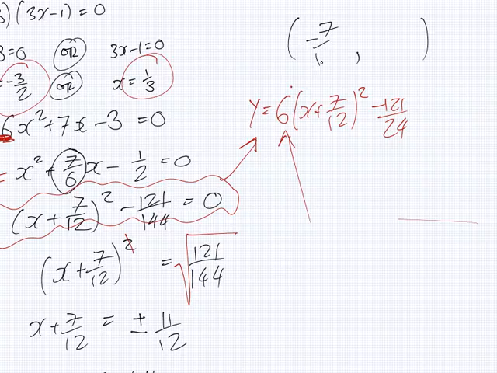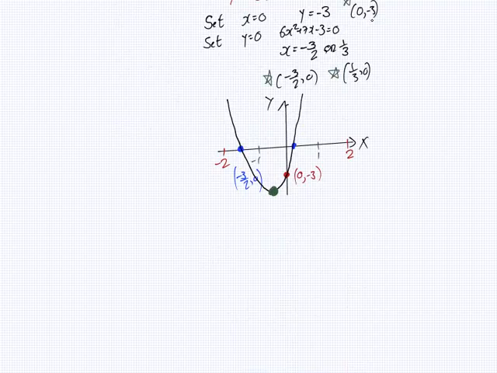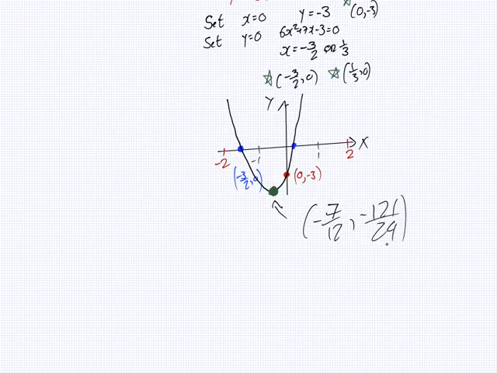Minus 7 over 12 and minus 121 over 24. I think I got 24 here, unless I typed it in wrong. Yeah, it's okay. So minus 7 over 12 and minus 121 over 24. That is the turning point here. Minus, what did I say, 7 over 12 and minus 121 over 24.